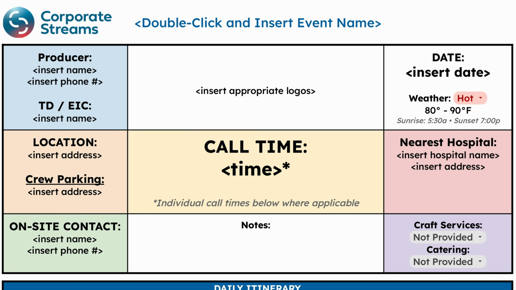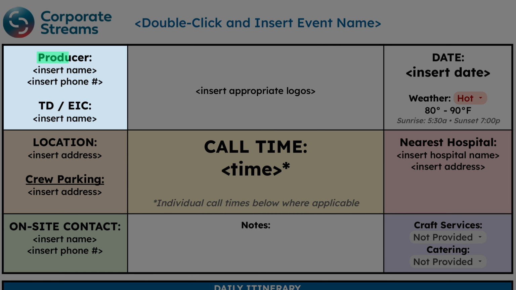All right, so in the blue box, top left corner, we have the producer. So you can insert the name and the phone number. It's usually nice to list a phone number at the top of the call sheet. This is usually the first person people call when they have extra questions that may not be mentioned in the call sheet, or they might need something specific answered.